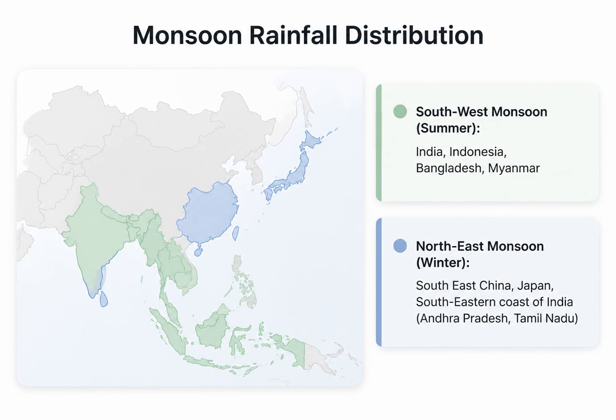The direction of these winds dictates when different regions get their rain. Countries like India, Indonesia, Bangladesh, and Myanmar receive the vast majority of their annual rainfall during the southwest monsoon season in the summer. Conversely, regions like Southeast China and Japan get their primary rainfall during the northeast monsoon season. In India specifically, while the southwest monsoon drenches most of the country, the retreating northeast monsoon is responsible for bringing crucial winter rainfall to the southeastern coast, particularly Tamil Nadu and southern Andhra Pradesh.